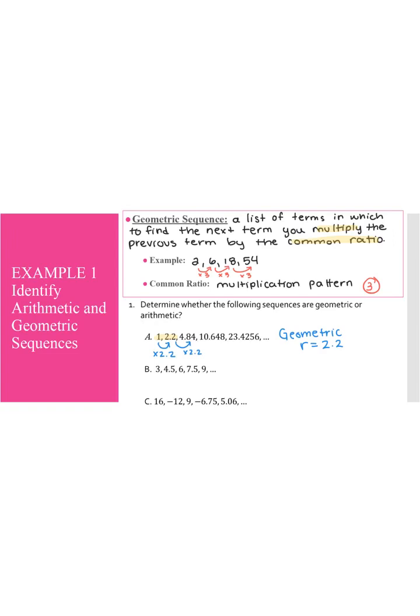In letter B, there's not necessarily a multiplication pattern because the multiplication pattern would not stay the same every time. Instead, this is an addition pattern where we are adding 1.5 every time. So this is called arithmetic. Although we're not going to be focusing on this as much this unit, it is nice to refresh our memories about what that difference is.